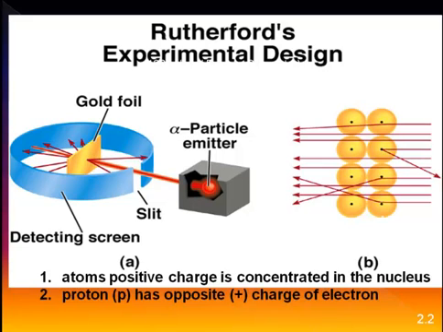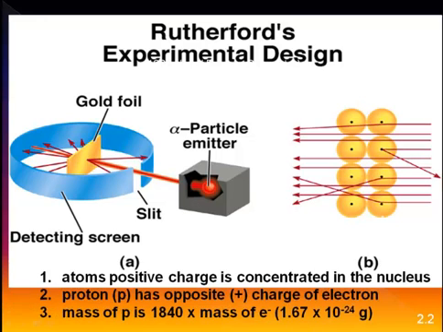Again, just kind of recapping, a proton has an opposite but equal charge of an electron. The mass of a proton, if you're wanting some hard numbers, is a little more than 1,800 times the mass of an electron. Now, we're still talking a ridiculously tiny number. Remember back to our scientific notation. If something is 10 to the negative 24th, that means that we're talking 24 zeros before you get to the rest of the number. So very, very small.